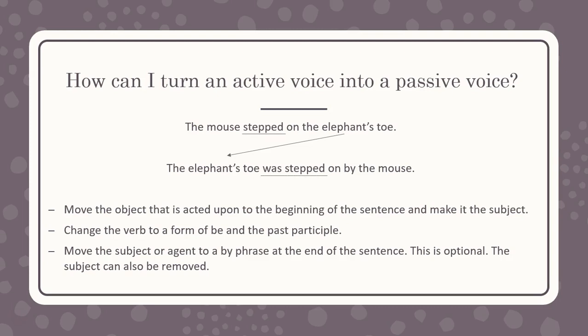Stepped becomes was stepped. Finally, move the subject or agent to a by phrase at the end of the sentence. The mouse becomes by the mouse. This is optional. You could also just say the elephant's toe was stepped on.